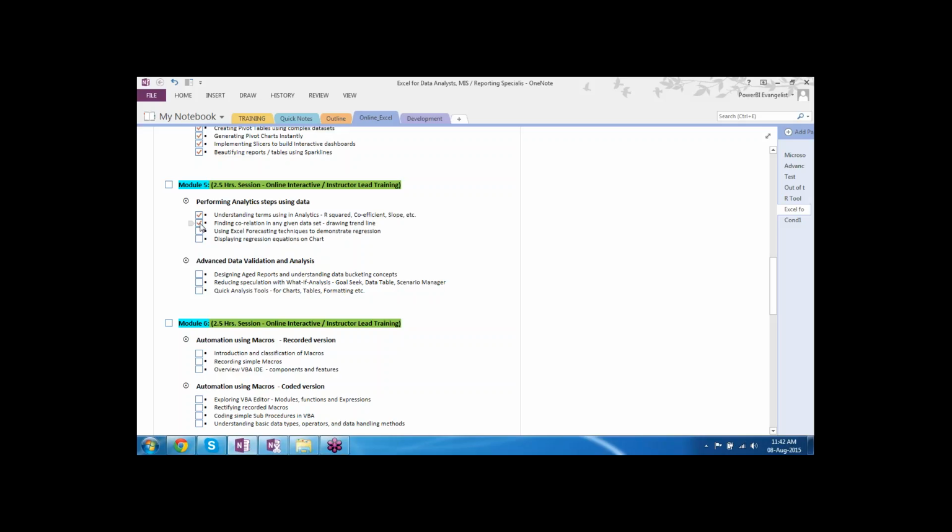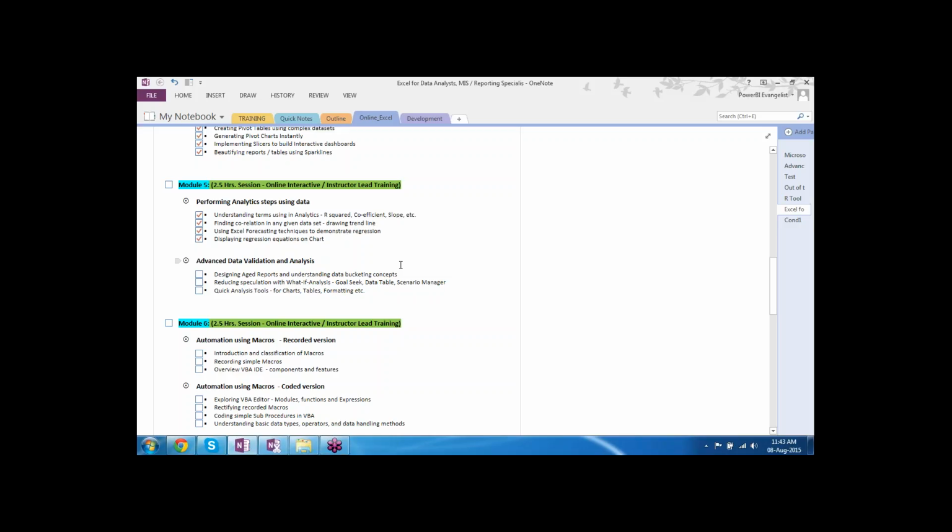Once you have got the observations on it, just right click on any of the observations and you can see the chart. Using Excel as the forecasting technique for regression and displaying the regression equation on the chart. So this was some of the very important things that we wanted to share.